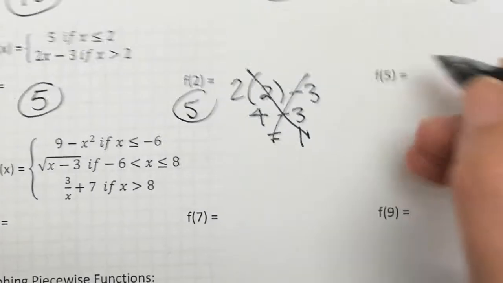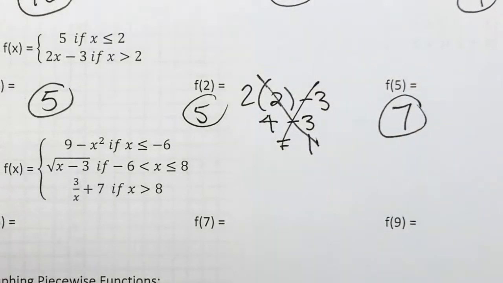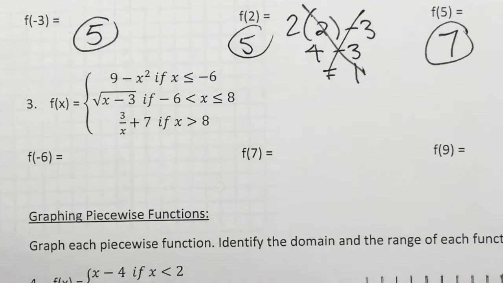Alright, Logan, what'd you get for this one? 7. Everybody agree? Yes. Alright, try these 3 on your own. Try 'em. Come on. You don't need a calculator.